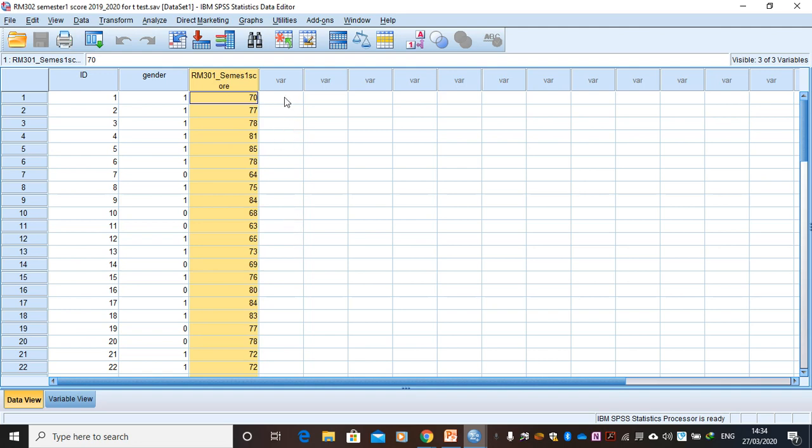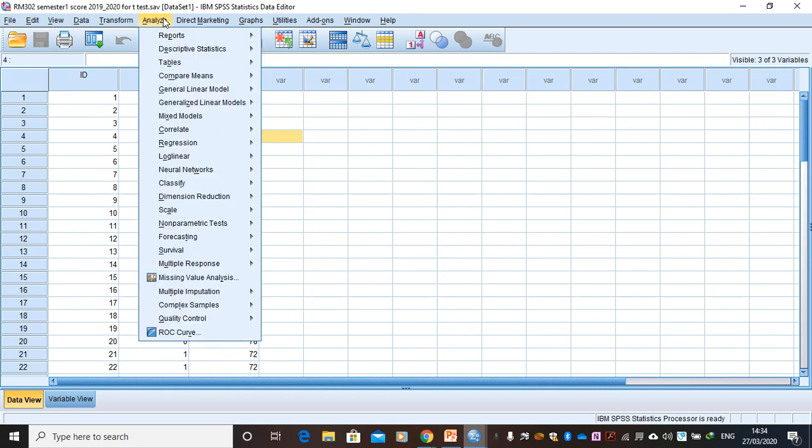So our research question is, do male and female students perform differently on the research methodology semester 1 subject? This is the semester 1 result. We want to check whether male students perform better or the opposite. So in order to get the output, it's very simple.